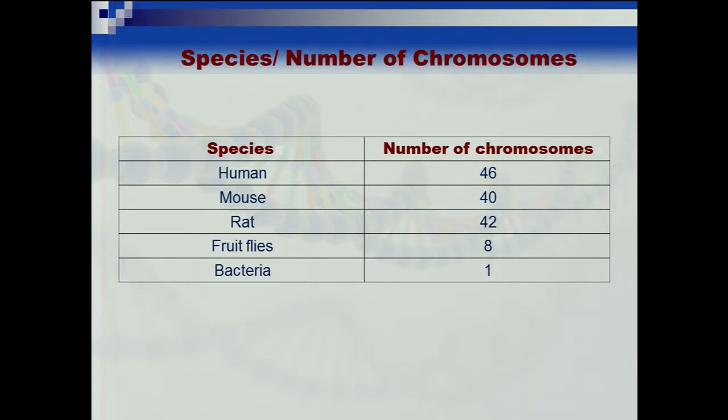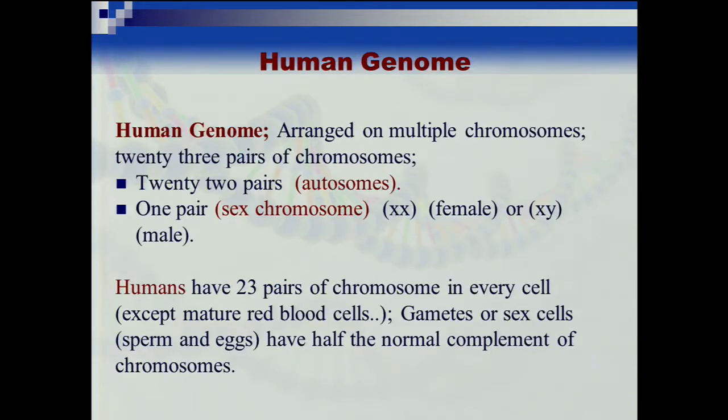The number of chromosomes: there are 46 for human, 40 for rat, then fruit flies, bacteria. So you start from the bottom. What does the human genome have? The human genome has 22 pairs of what we call autosomes and one pair of sex chromosomes, which is XX for female and XY for male. So this is how the human genome is. I think all of you know this.